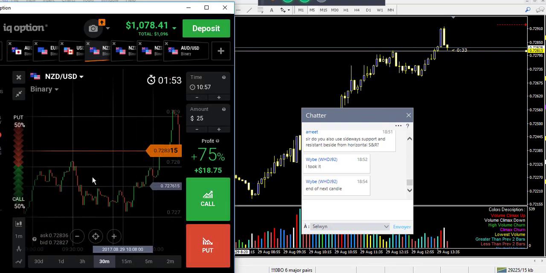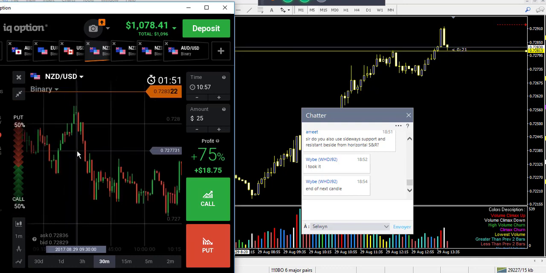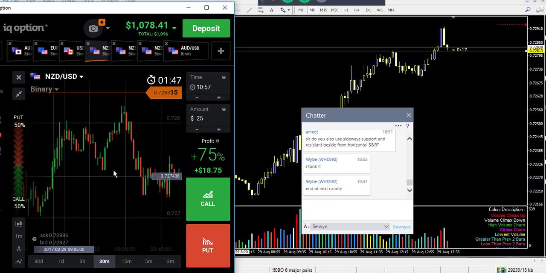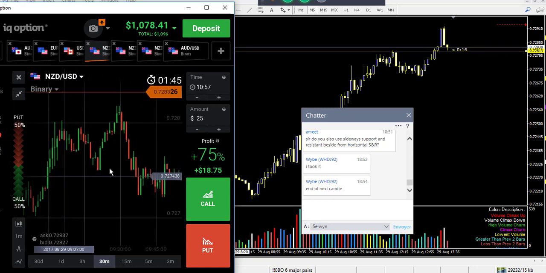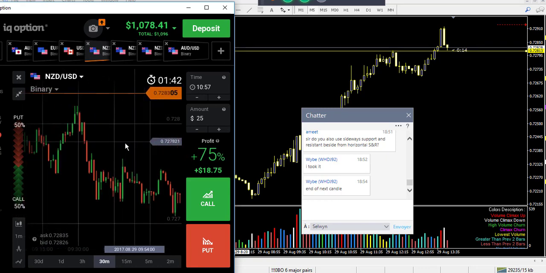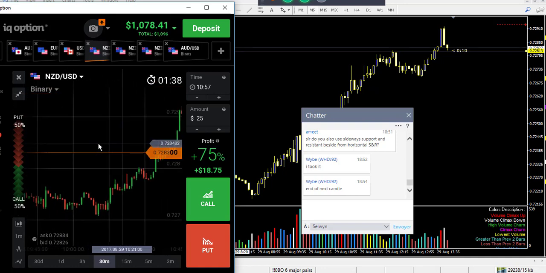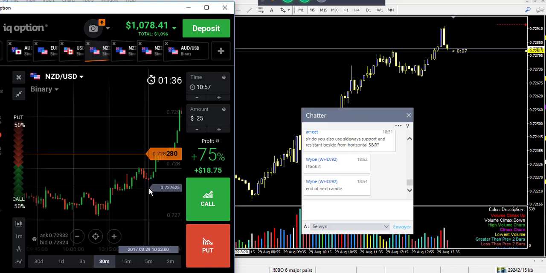Yeah, the round number is a very good level for 1 minute also. We have 1, 2, 3, 4, 5, 6 rejection, no, 6, 3. Now I'm at 65%, not so good.